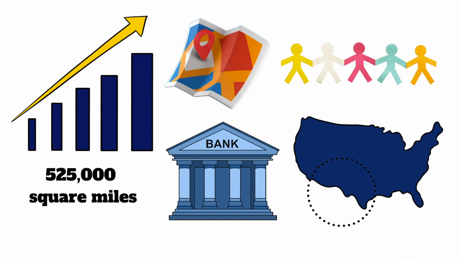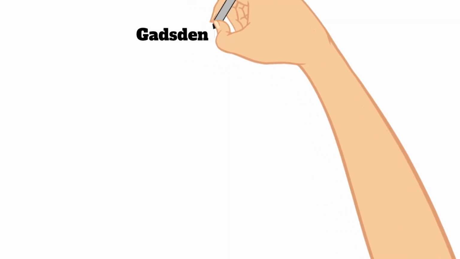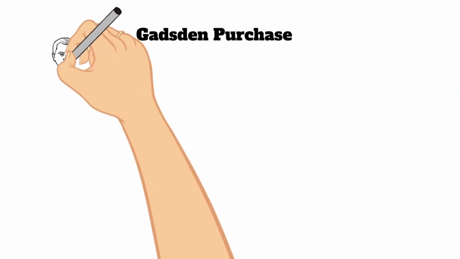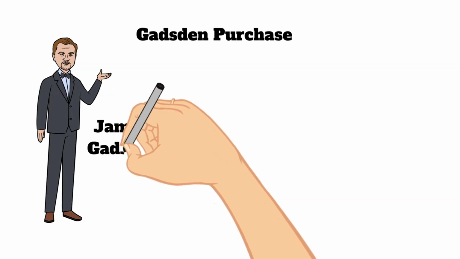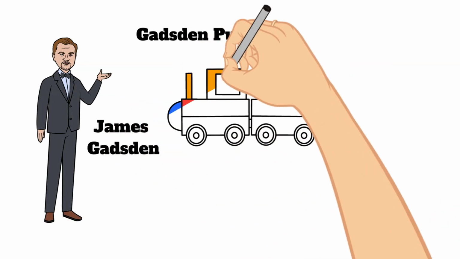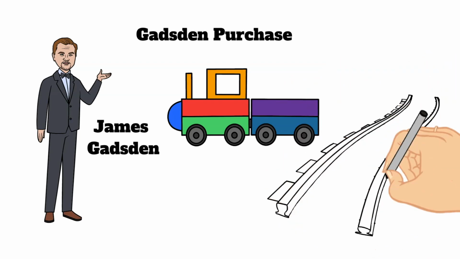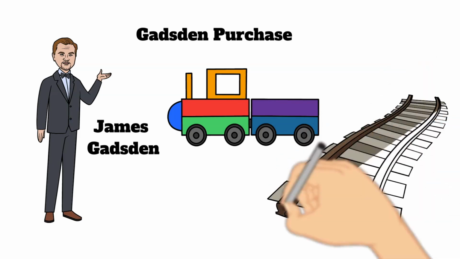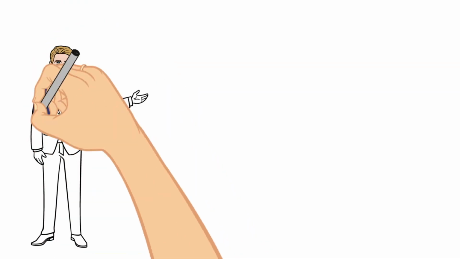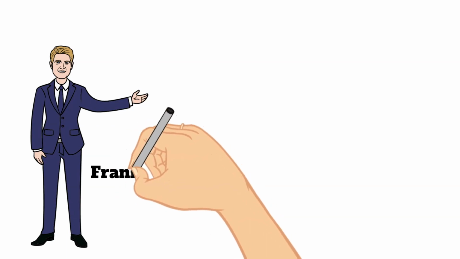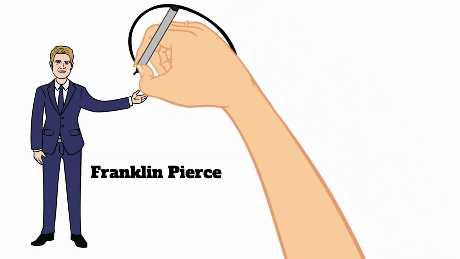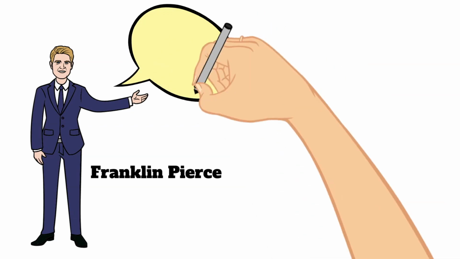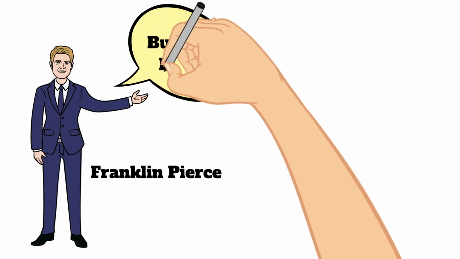Another event that secured the idea of manifest destiny was the Gadsden Purchase. So, who was Gadsden? James Gadsden, who was then president of the South Carolina Railroad Company, wanted to build the first transcontinental railroad, and he believed the best route for this was through part of northern Mexico. In 1853, our president at the time was Franklin Pierce, and he tasked Gadsden as the U.S. minister to Mexico and asked him to go ahead and purchase the land that was needed for this transcontinental railroad.